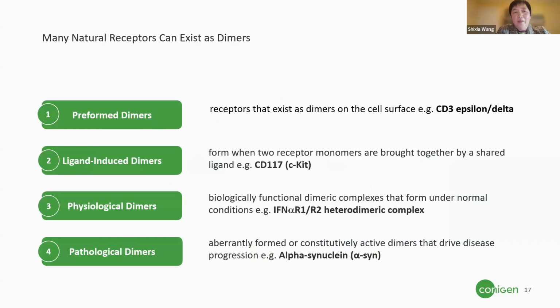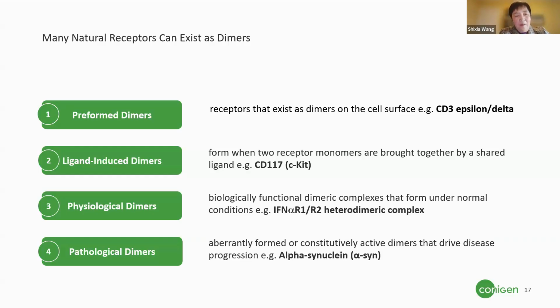In nature, there are many dimers. If we simplify, based on structure, we can classify them as preformed dimers, meaning these dimer receptors are naturally formed on the cell surface. There are many examples, such as the CD3 epsilon delta molecule. And there are ligand-induced dimers, where two molecules come close to each other when bound to the ligand, bringing these proteins together to form a dimer. This is called a ligand-induced dimer.